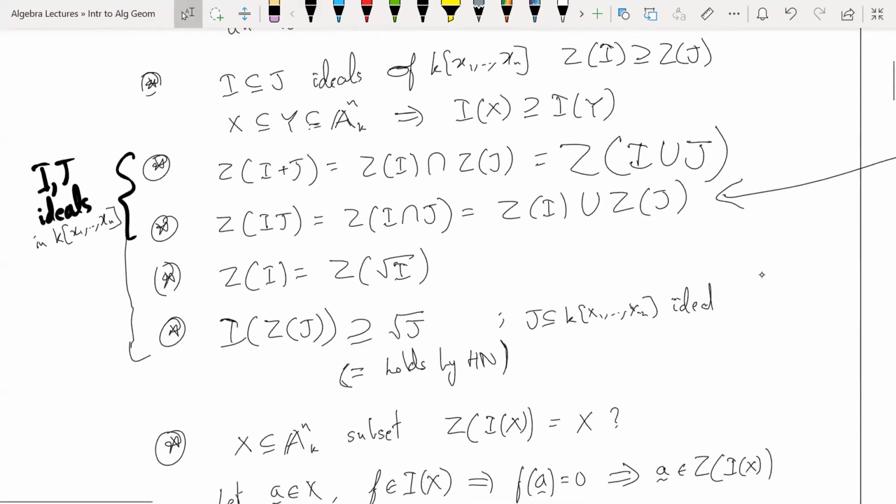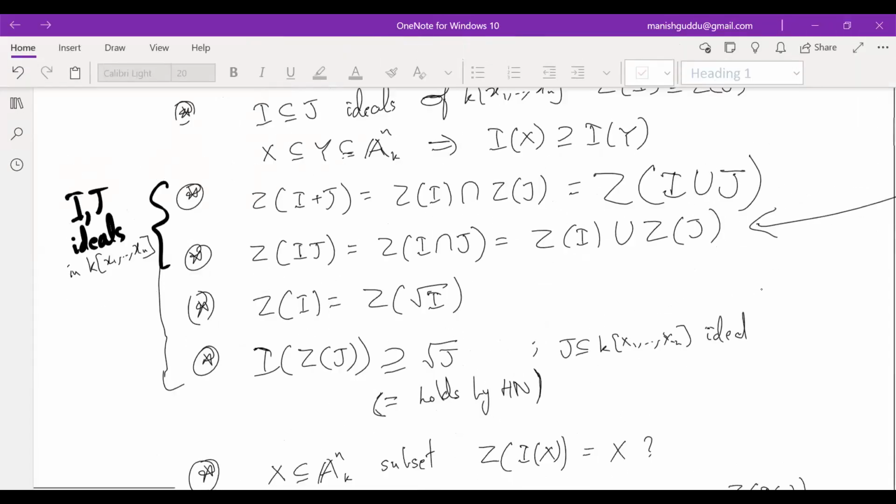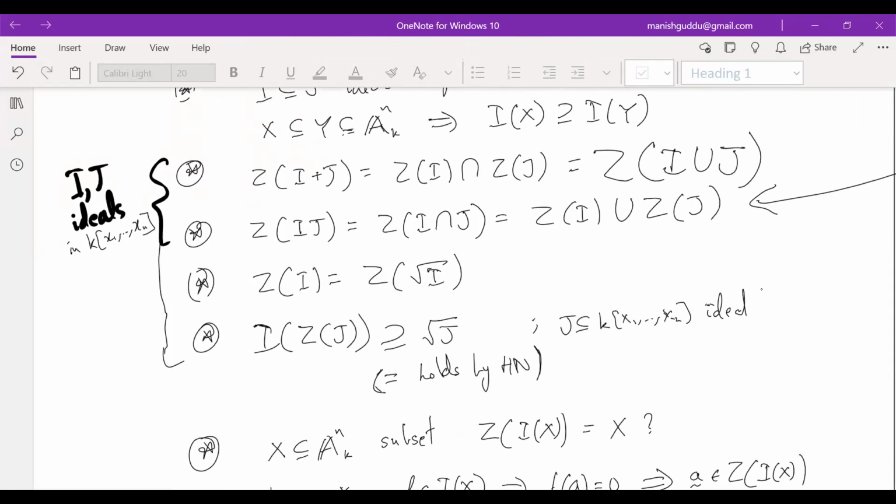So one could ask, what about the other? What if I start with a subset X of A^n_k and ask whether this equality holds: is Z of I of X equal to X? So what's the answer? Does the equality hold? No, it doesn't. So that's a counterexample.